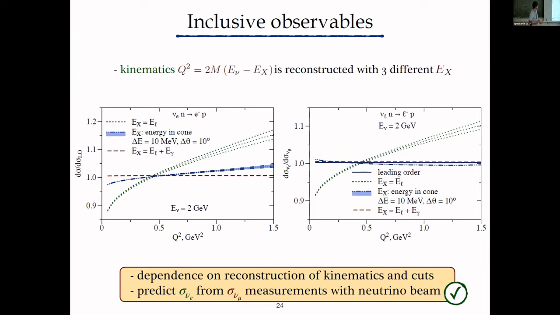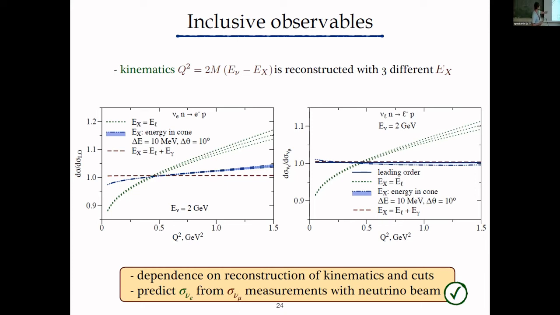The first point I would like to stress are the curves, and these curves correspond to different types of spectra or different definitions of Q squared in the experiment. So it's always defined from the difference of neutrino energy and one of the other energies in the experiment. It can be just the final lepton energy. In this case, we have quite a big correction with relatively controlled uncertainty. It can also be the energy of the final lepton and photon. It's not what is measured in the experiment definitely, but it provides a good basis for many theoretical cross checks. In this case, the correction is very close to one.